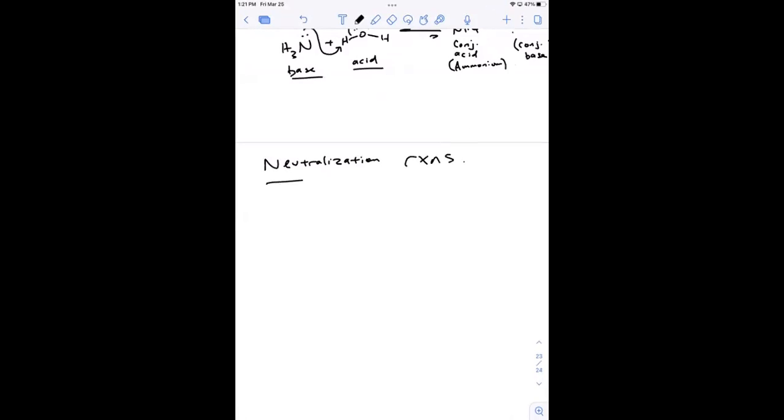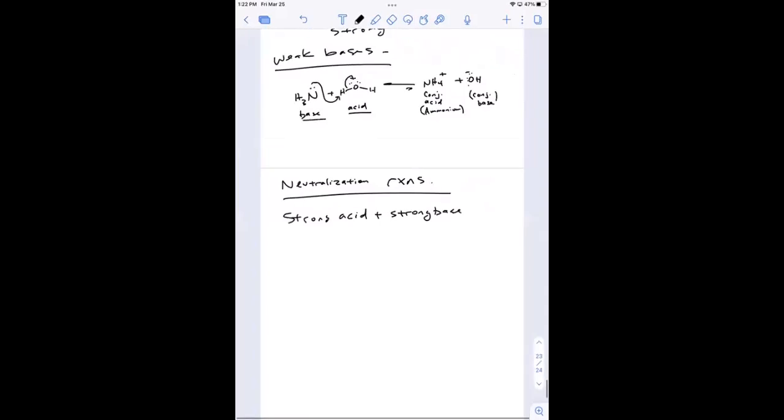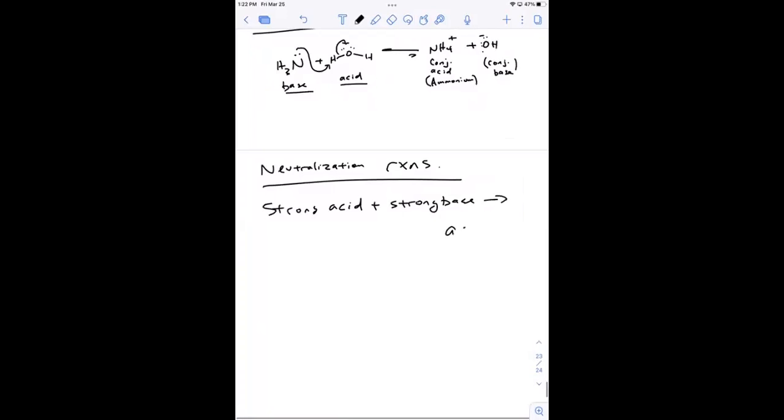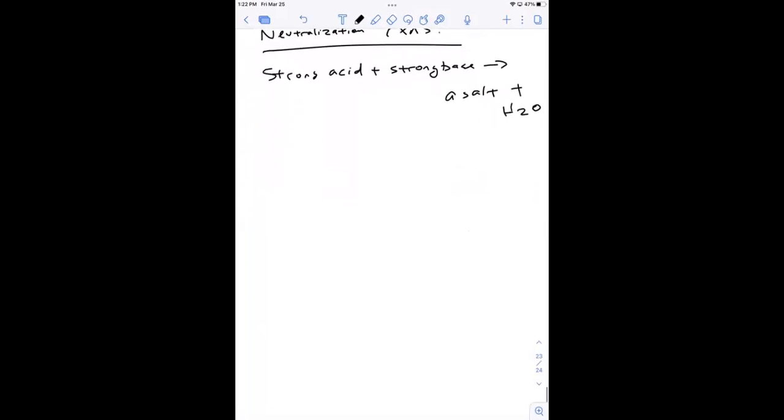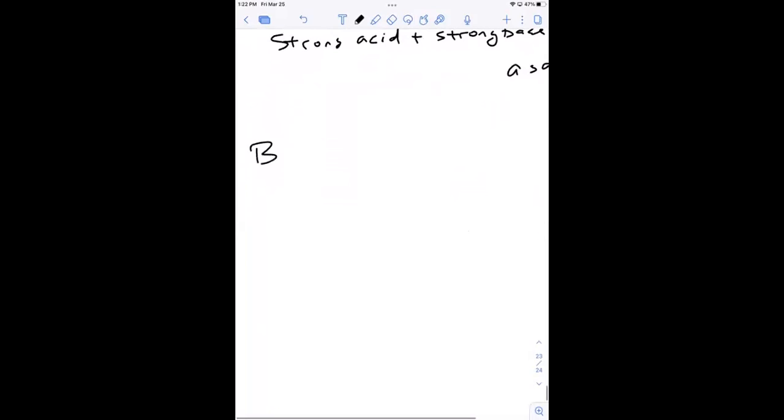So neutralization reactions are acid-base reactions where you have a strong acid. And I'm sure you remember this from high school, and a strong base. And those two things react to give you a salt plus water. Right? So let me give you an example here. So let's take barium hydroxide. And HCl.